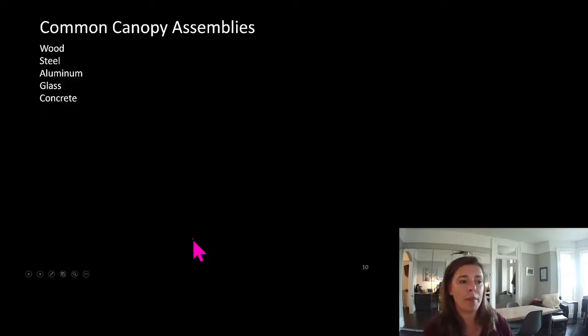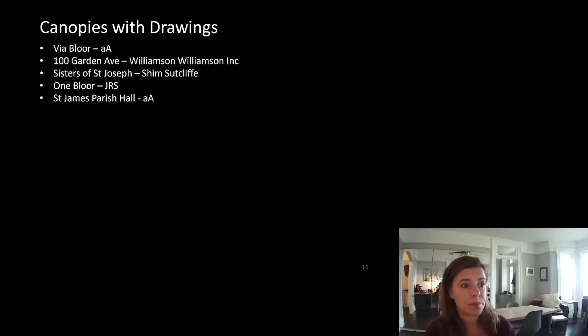All right, what are some common canopy assemblies? Well, we have wood, steel, aluminum, glass, concrete. You can have all the different things. There's not really a specific canopy assembly. Each one is its own unique creation. So I'm going to show you some canopies with drawings and some backstory of ones that I've designed. And then I'll get Dave to go through and talk about some images of other canopies that we just found very interesting. Some are ones we've done, some are ones we found on the internet.